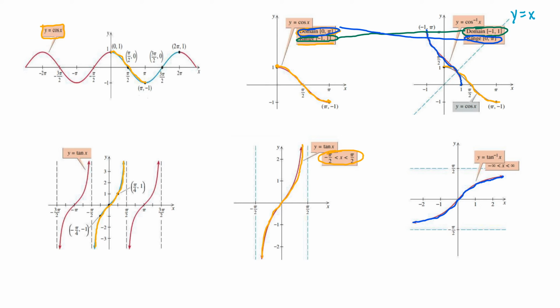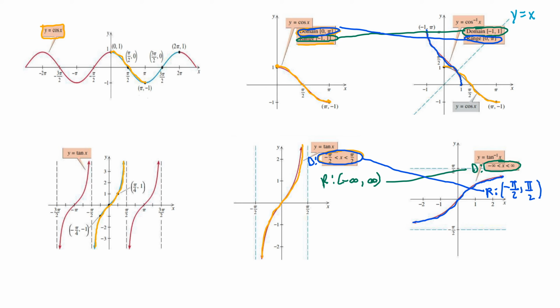The domain of my inverse tangent function is negative infinity to infinity. Notice that matches the range of our original tangent function, which was also negative infinity to infinity. And the restricted domain of our tangent function from negative pi over 2 to pi over 2, not including those endpoints because there are asymptotes there, that's going to match the range of our inverse tangent function, which would be from negative pi over 2 to pi over 2 in interval notation. Do observe the parentheses on that range.